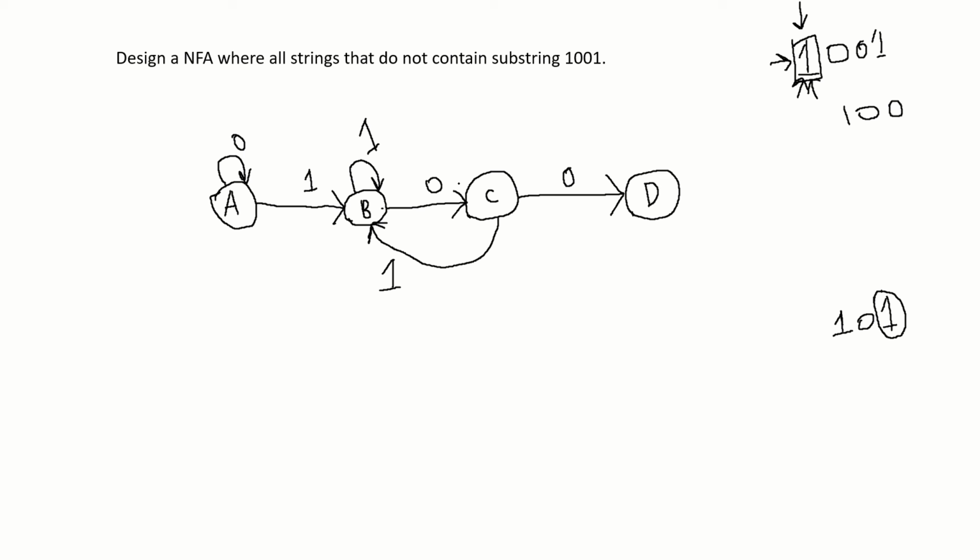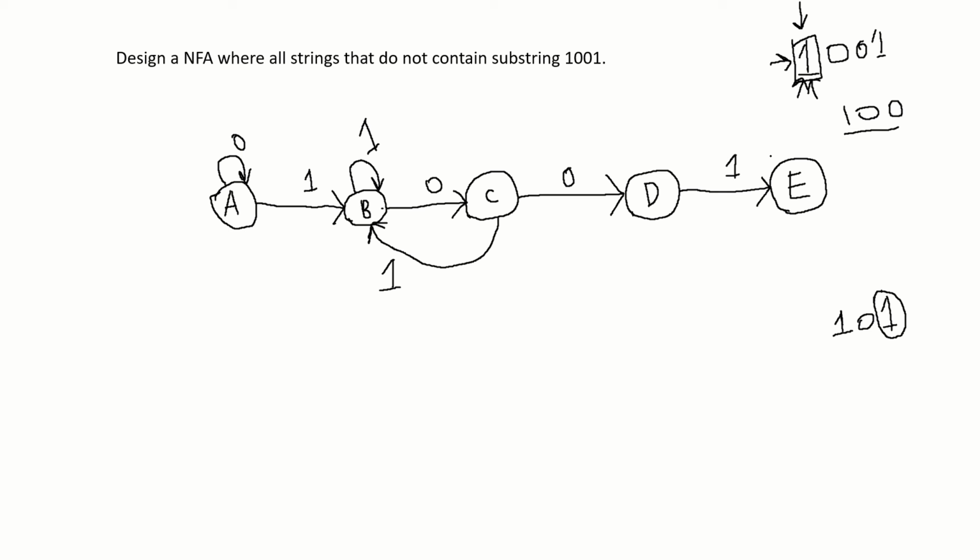So now in state D we have already got 100. So if we get 1, then we will have the substring 1001. So we will go to state E.